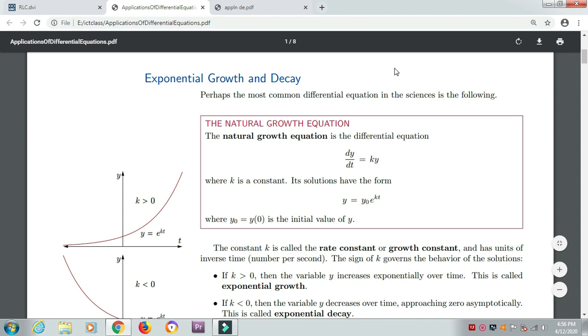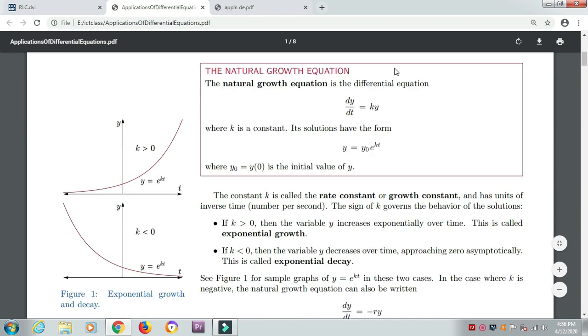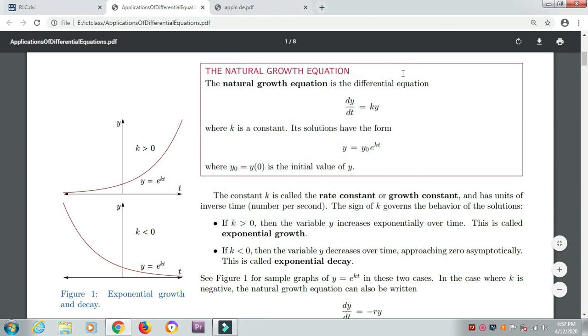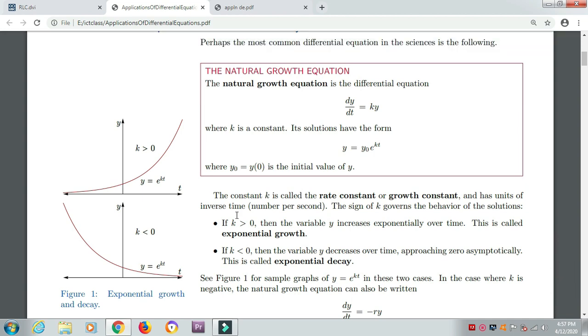Now we solve the above equation. For that we integrate it, and we have the solution like this, y equal to y naught into e power kt. Here y naught equal to y of 0, this y naught is the initial value of y. The constant k is called the rate constant or growth constant. The constant k plays the main role in the growth and decay.